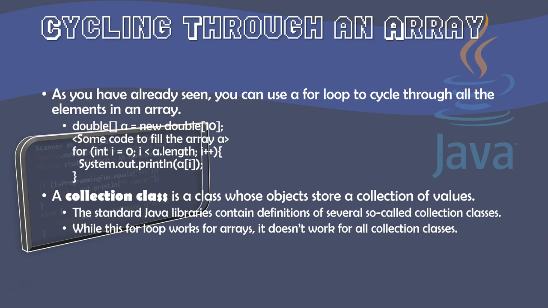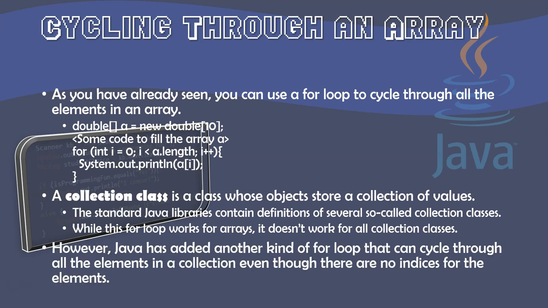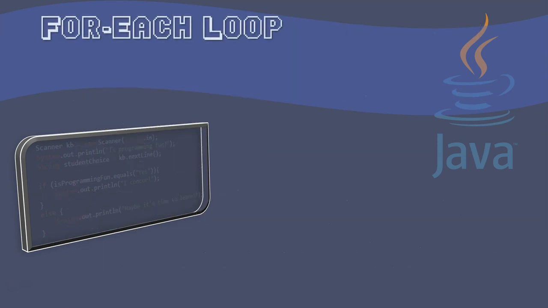The standard Java libraries actually contain several definitions of these so-called collection classes. While the for loop we're looking at above works for arrays, it doesn't work for all these collection classes. When we start encountering things like this, we might say, well, how do I get to all those pieces that are in there? So Java actually has another kind of loop that can cycle through all the elements in a collection, even though there are no indices for those elements. And that is the for each loop.